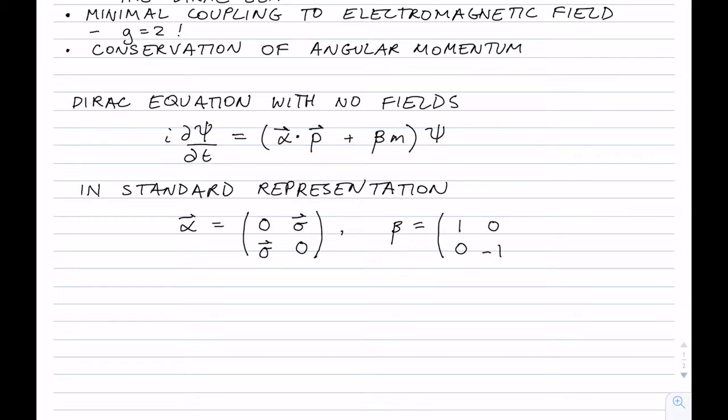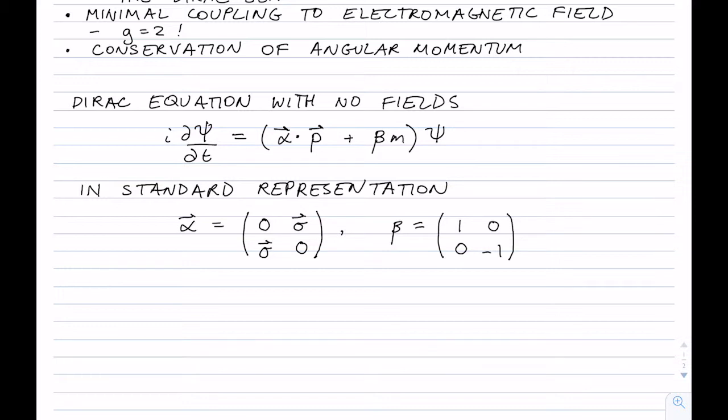And the 1 here is the 2x2 identity matrix. Minus 1 means the negative of the 2x2 identity matrix. And the zeros are 2x2 zero matrices. So we often write these Dirac matrices as 2x2 matrices in this way. It just makes life a little bit easier for us.